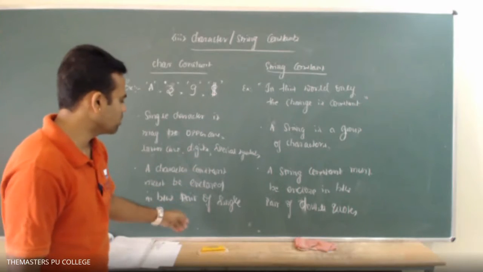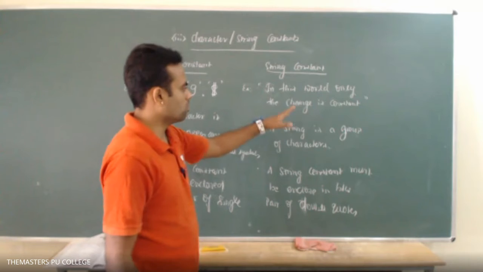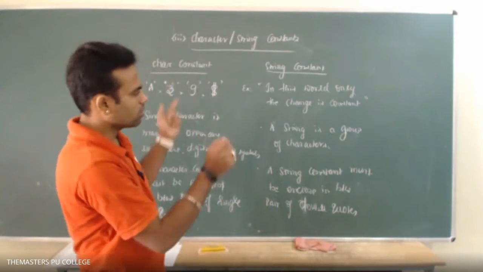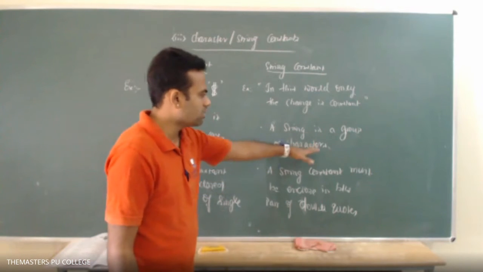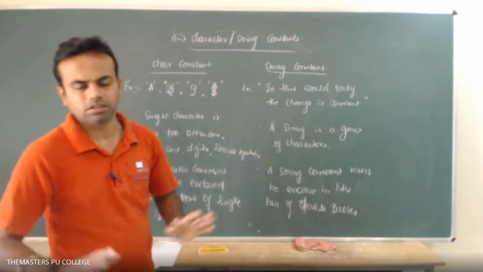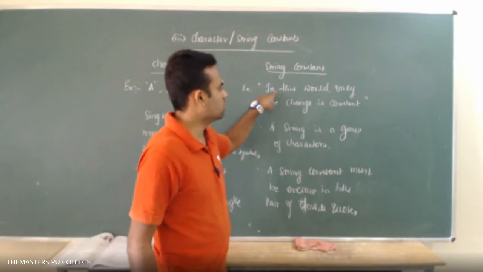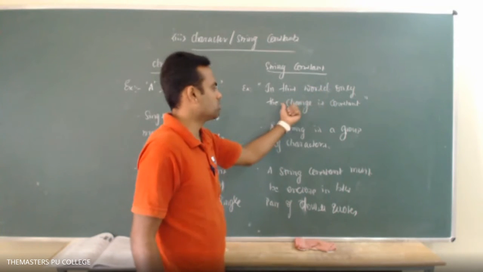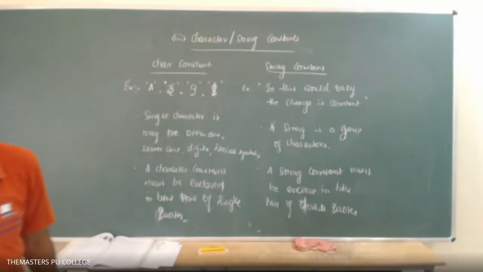A character constant must be enclosed within a pair of single quotes. The change here is that any sentence or paragraph enclosed between a pair of double quotes will be called a string constant. A string is a group of characters. This also takes memory. Space is also memory.